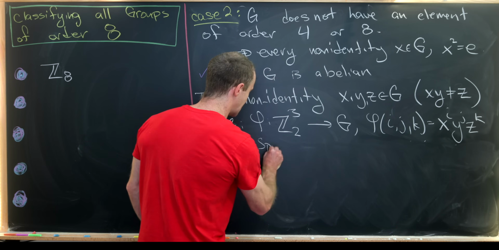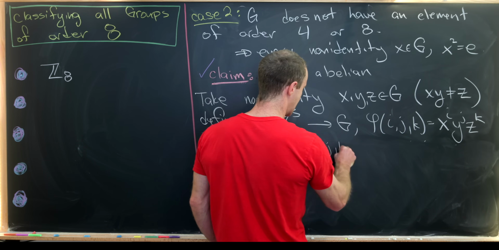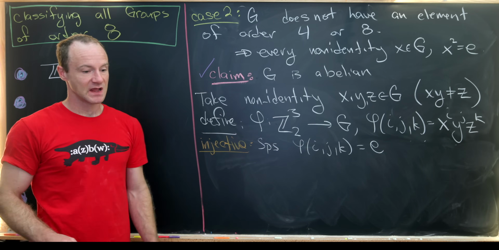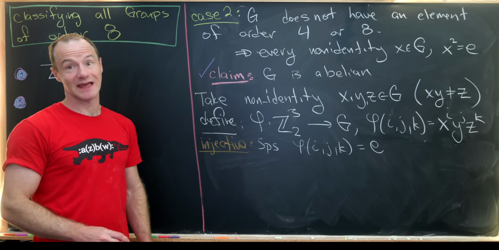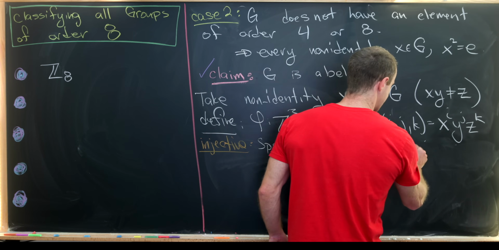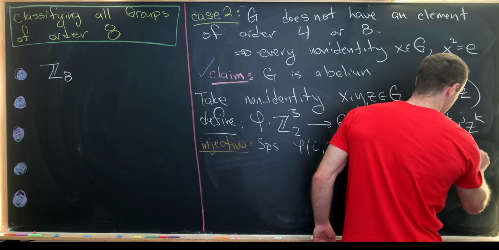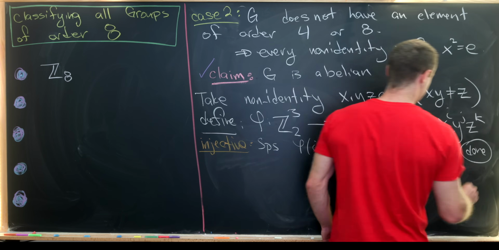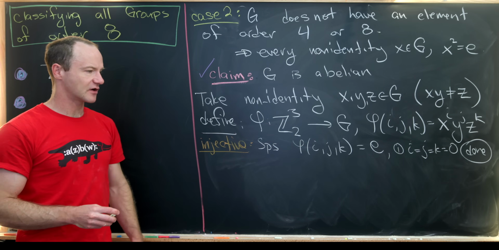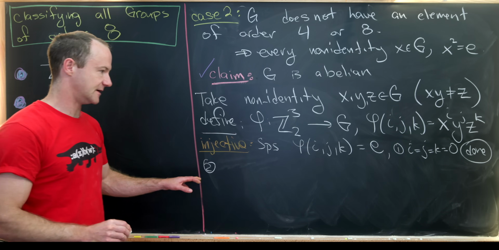So let's suppose we have something in the kernel. So let's suppose that phi of i, j, k is equal to the identity. And let's break this into cases. So the first case, which I'll slip over here, is i equals j equals k, which equals 0. But in that case, we're all done, because that means we've started with the identity. We want to show that the other cases are impossible. So let's do those one at a time.